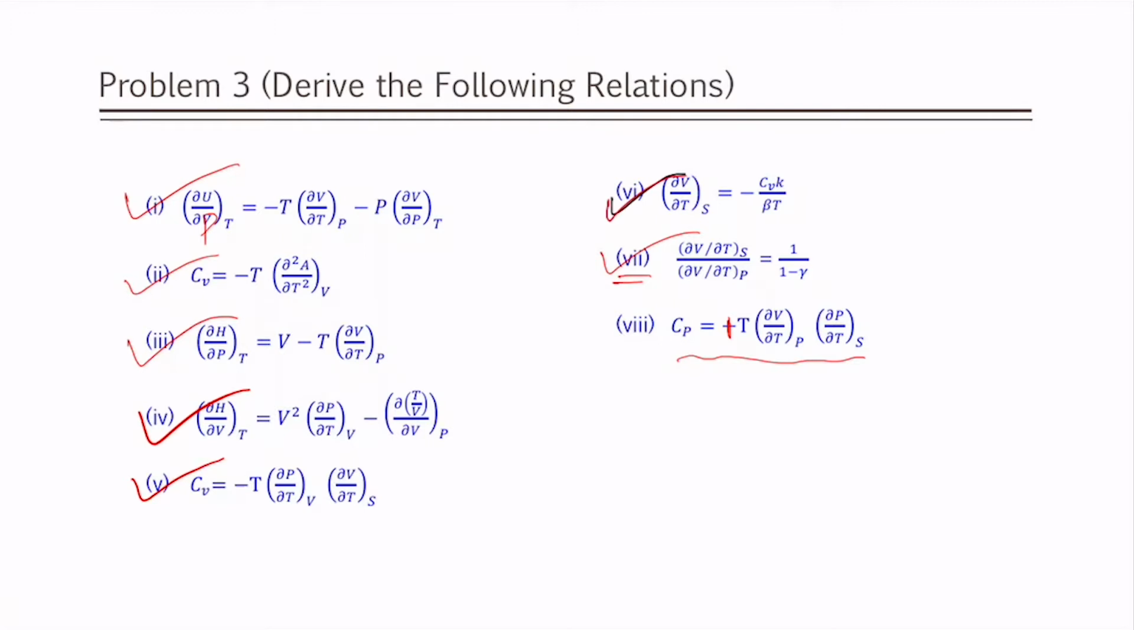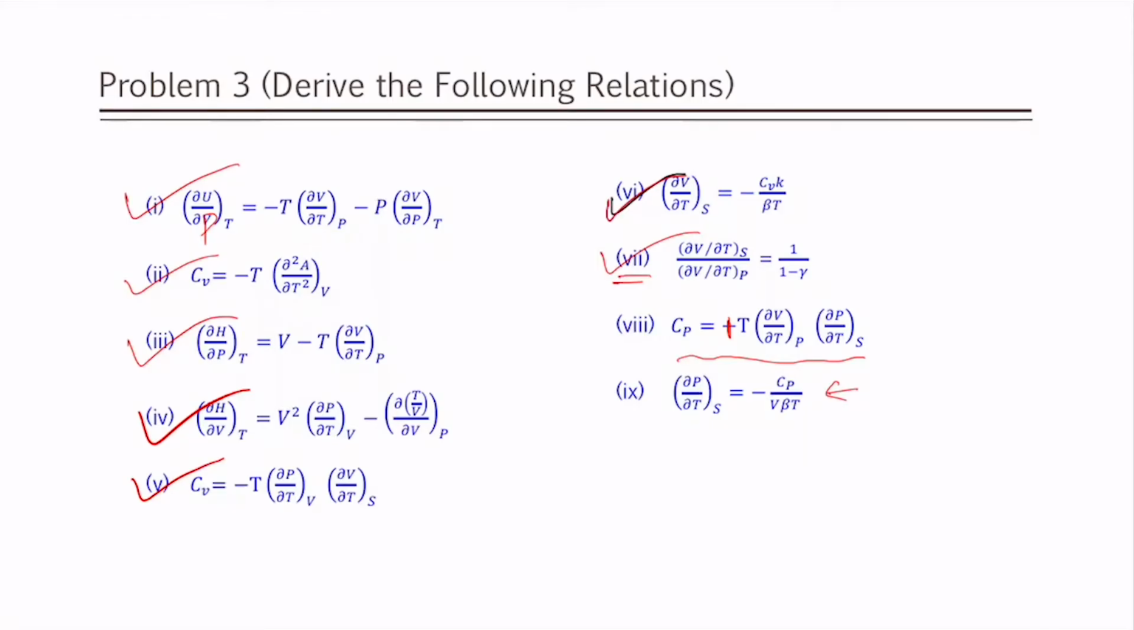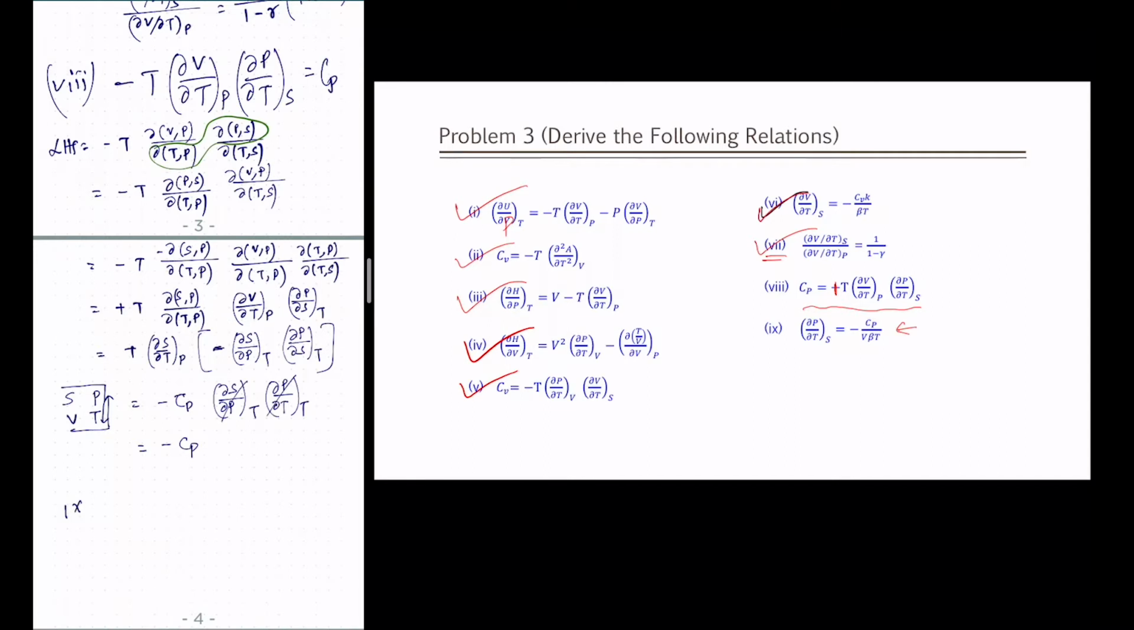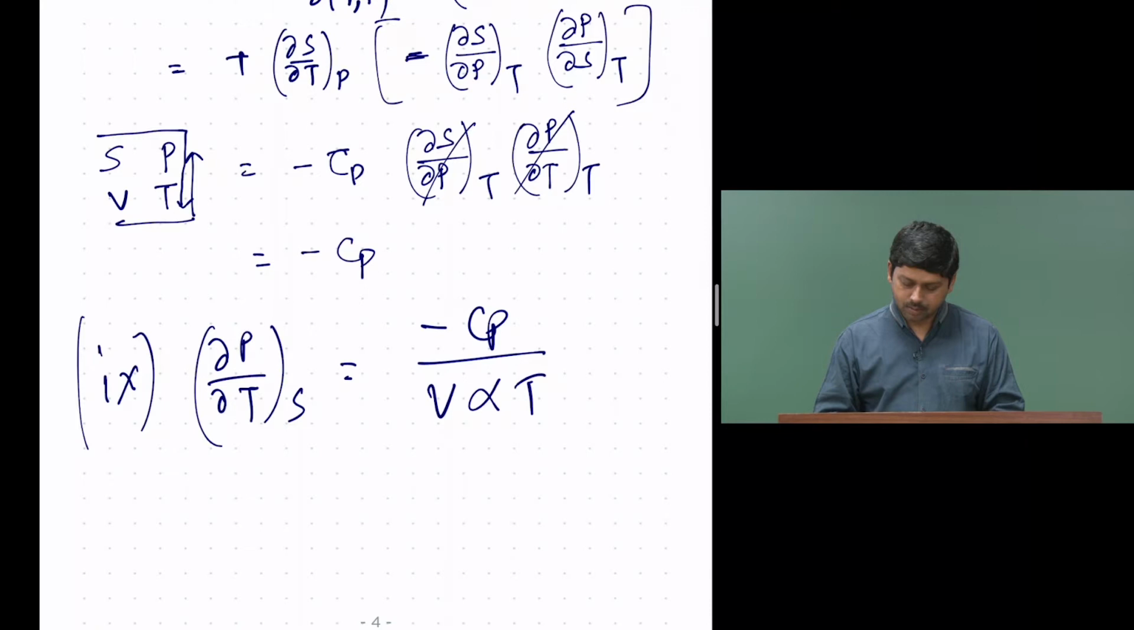Okay. So, now we are going to go to the next problem. We have to show this one. Remember again the notational issues, because Zemansky used beta as coefficient of thermal expansion alpha. So, we have taken that from Zemansky. So, actually what we have to show is the next problem, which is IX. We have to show that del P by del T at a constant S is minus Cp by V alpha T, where alpha is coefficient of thermal expansion. So, let us see that.